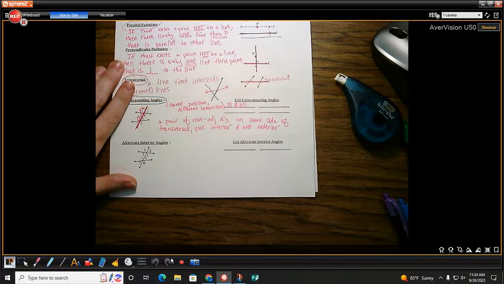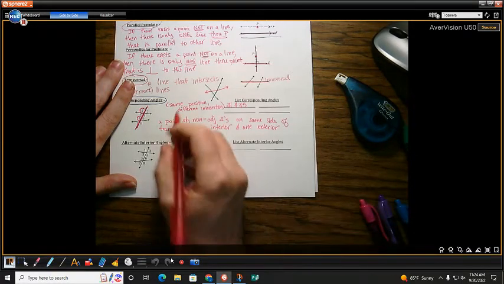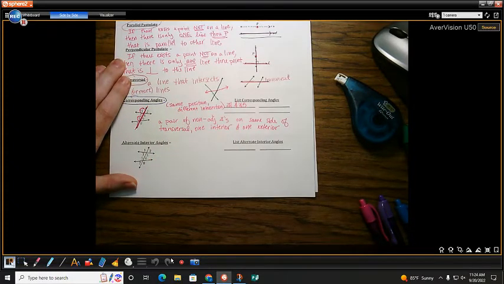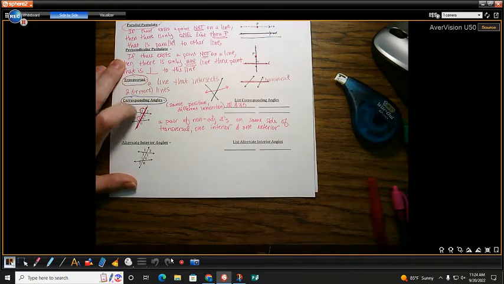That's a lot of words, huh? I don't like that many words, which is why I like to remember that corresponding angles are in the same position at different intersections. But the important thing is they can't be adjacent. So angle 1 and angle 2 don't get to be corresponding. They're a linear pair, they're adjacent. They don't get to be this.